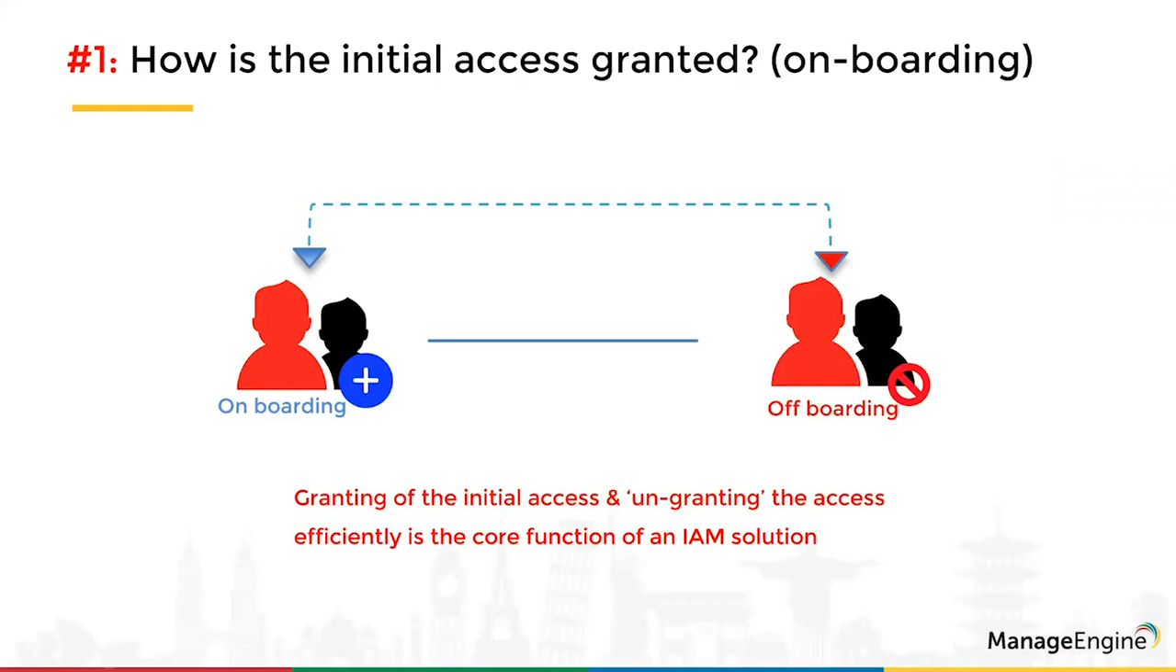Granting the initial access and ungranting the access efficiently is the core function of an identity access management solution. For example, you've got Active Directory, Azure Active Directory, SaaS applications like Office 365, custom applications, on-premise Exchange, Skype for Business. The need for user onboarding and the applications that he or she can touch, the numbers just keep getting added on and on. On an average, it takes about 30 minutes to create one user across all of these platforms.